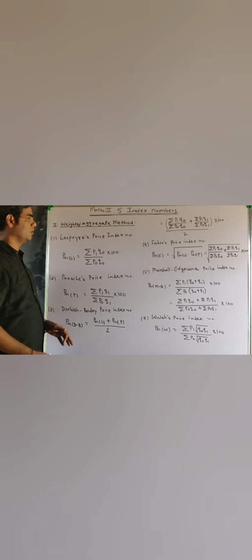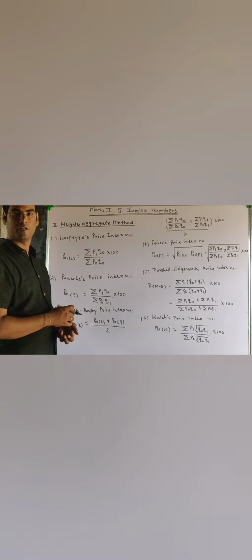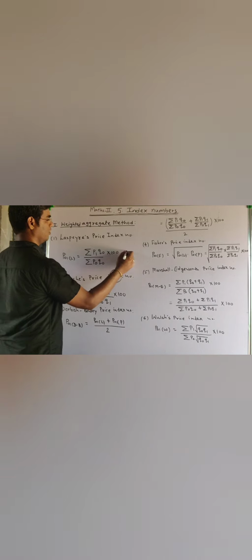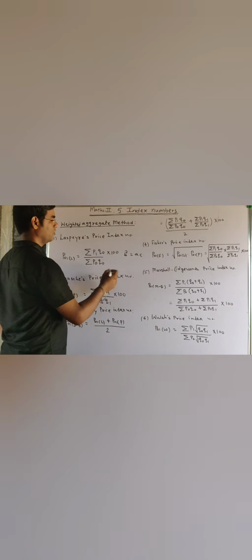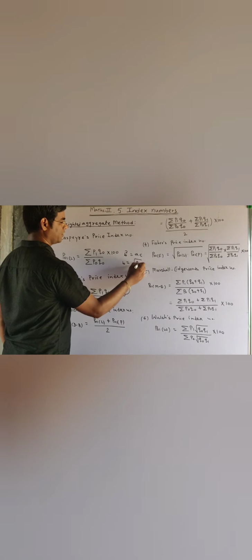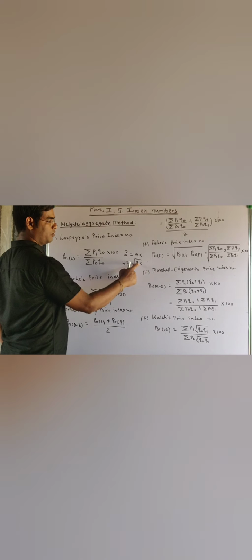Drobisch-Bowley price index number. And if you take the geometric mean, what? Suppose B square equal to AC, so B equals the square root of AC. So B is the geometric mean of A and C.